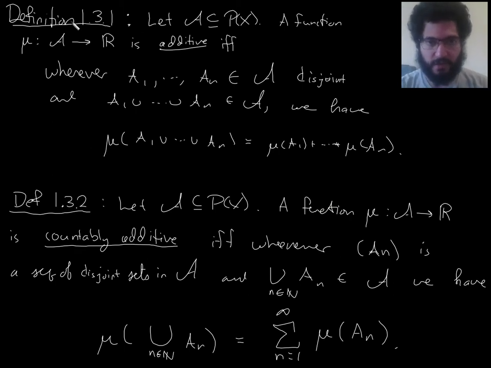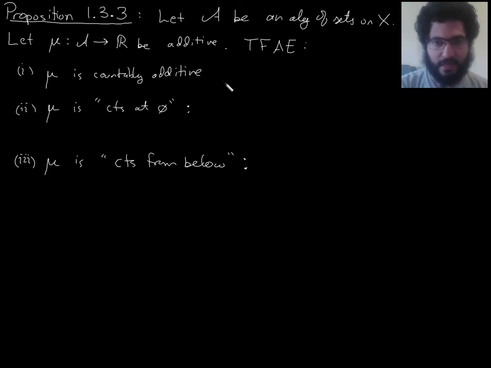Alright, so we've defined additive function and countably additive function in the last video, and like I said, now we want to look at some equivalent conditions to countably additive. So this time we're going to start with an algebra of sets on X. This is proposition 133. So assume you have an algebra of sets on X.